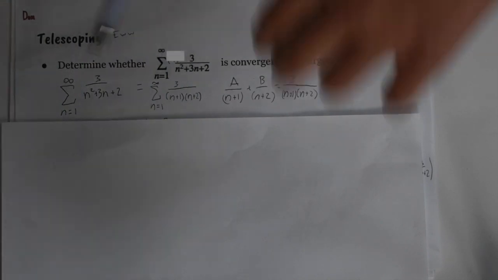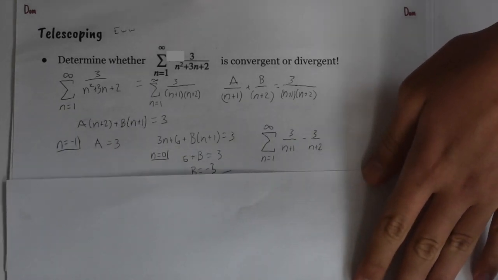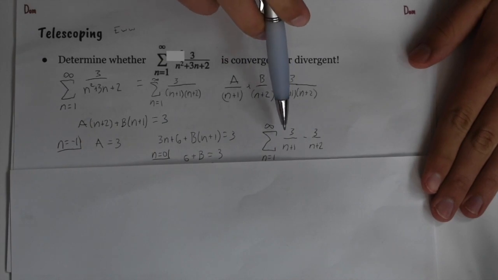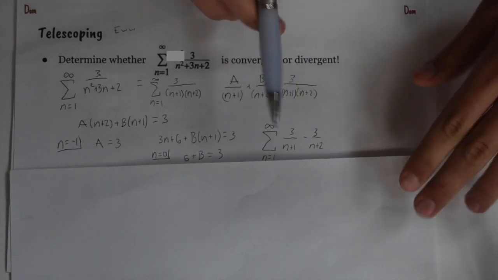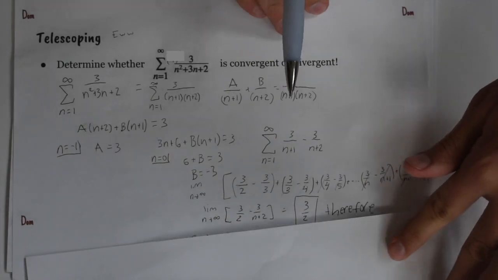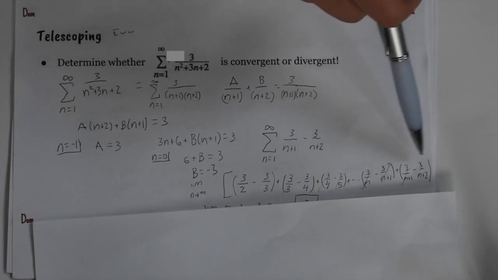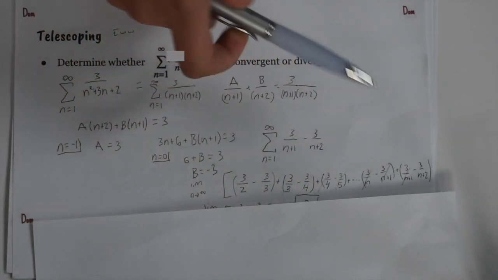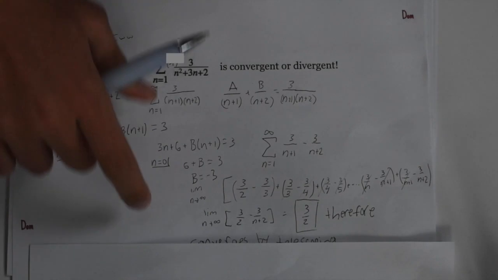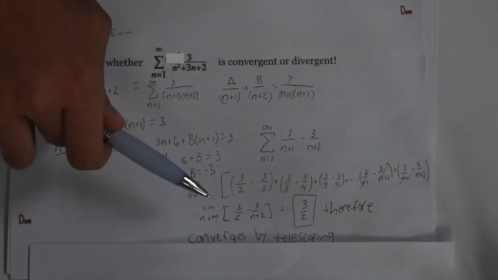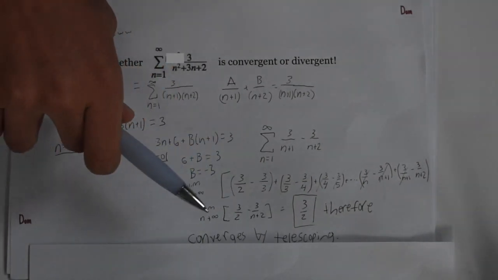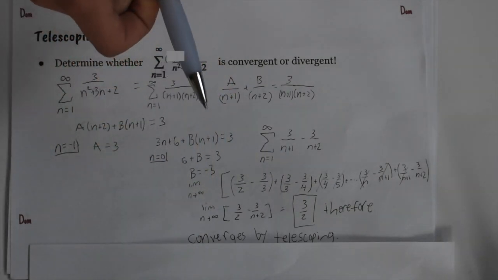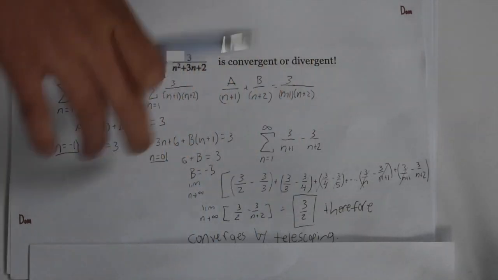And then PFD, we don't have time to go over the PFD, but we get to summation from 1 to infinity of 3 over n plus 1 minus 3 over n plus 2. Then we write out all of the terms. So we get to here and we can see all the middle guys end up canceling. So we're left with the two guys on the end. And because we're taking the limit, this 3 over n plus 2 goes to 0. And we're left with 3 halves. And because it converges to a number and not infinity, we know it converges by telescoping.